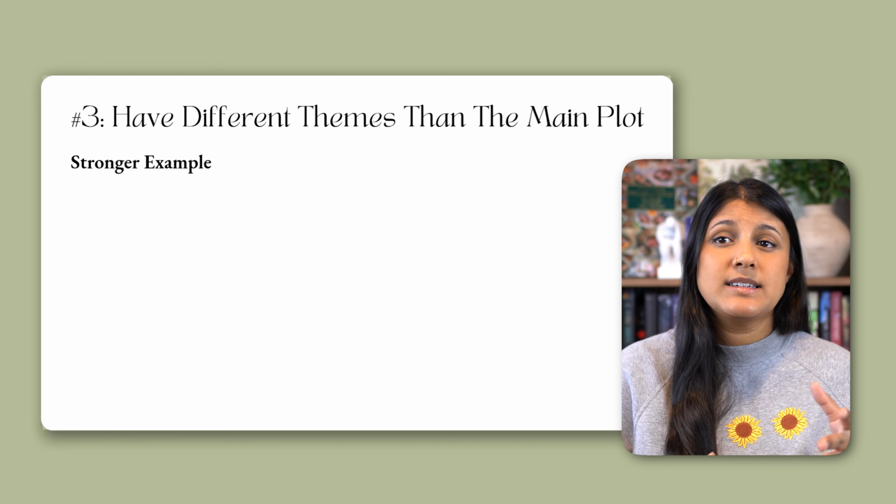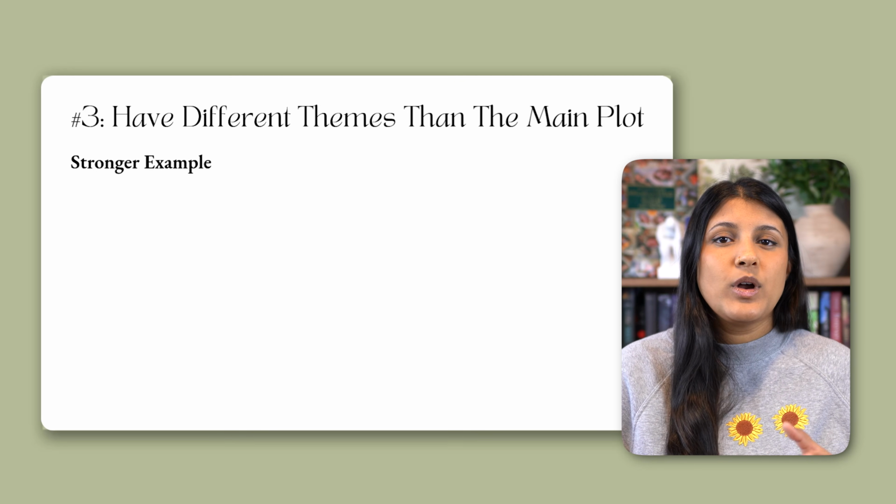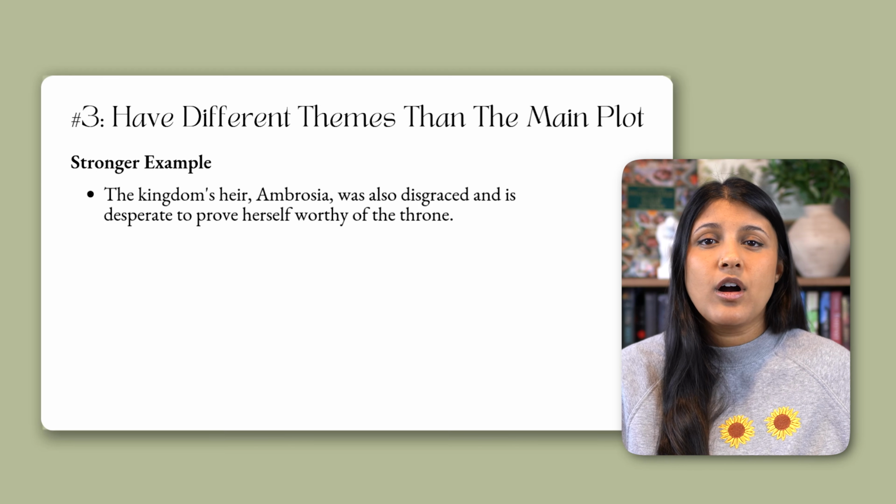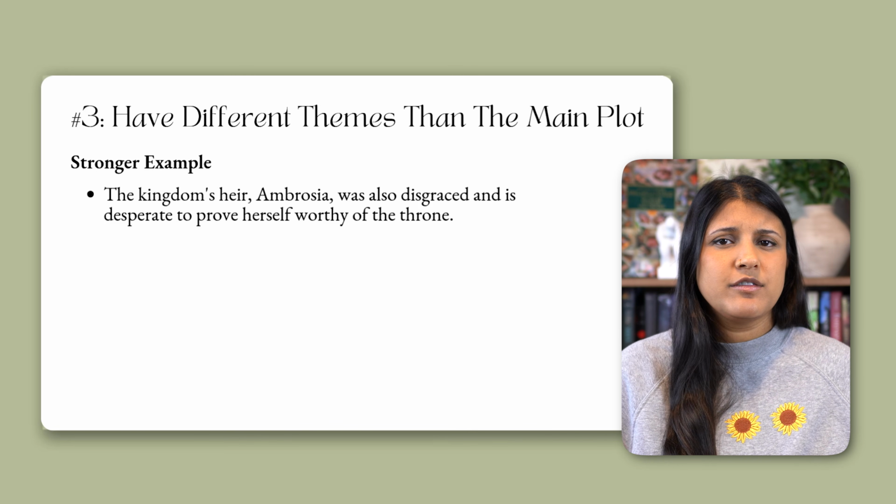But then you write a subplot about the kingdom's succession crisis, and it's all political maneuvering with no emotional or thematic connection to Julian's journey. Sure, it's happening in the same world, but it feels like a completely different story. So you want to make sure your subplots explore the same theme from different angles. So a stronger example of this would be that instead of a random succession crisis, what if the king's heir, Ambrosia, was also disgraced? She was supposed to protect the artifact and failed, just like Julian failed his knighthood.